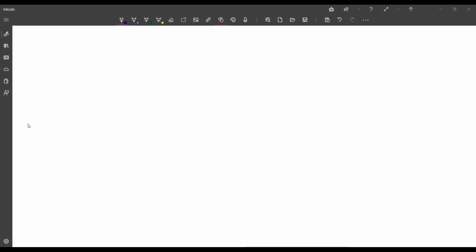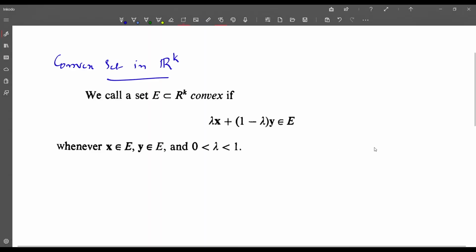So we define a convex set in Rk. We call a set E, a subset of Rk, convex if λx + (1 - λ)y belongs to E whenever x belongs to E, y belongs to E, and 0 < λ < 1. So this is the definition of a convex set. It is actually a segment joining x and y. When λ equals 1, you will get x. When λ equals 0, you will get y. For 0 < λ < 1, it is a segment from x to y.